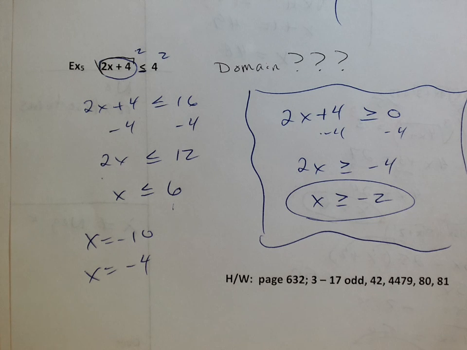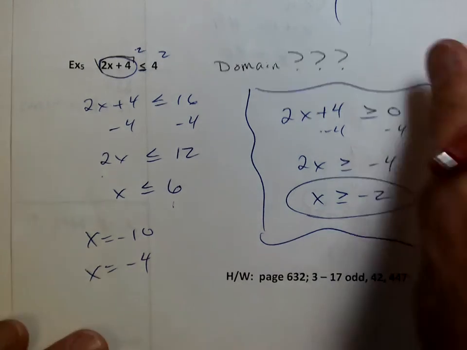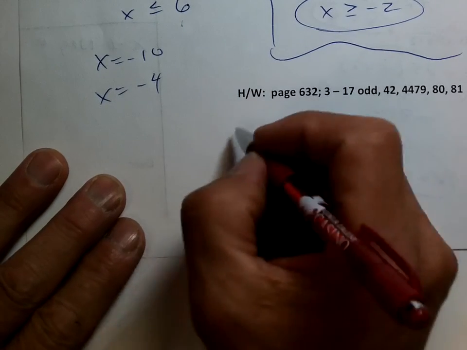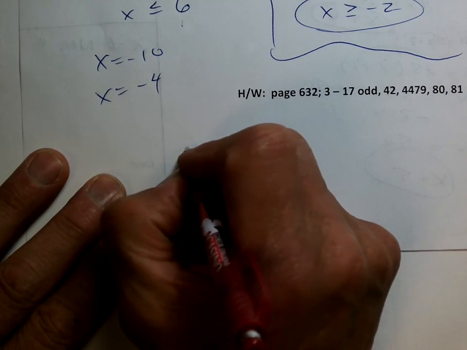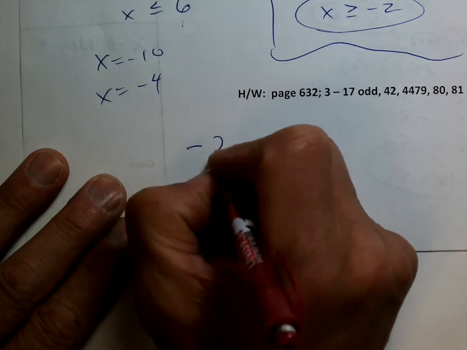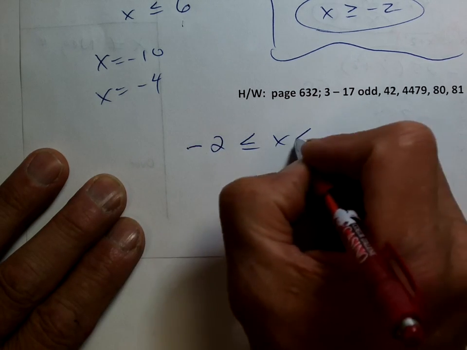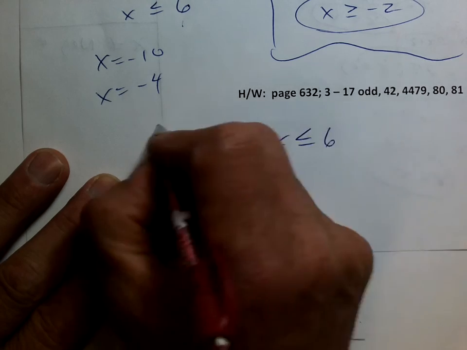But it can't be a negative 3. Because if it's a negative 3, I'd get a negative 6 plus 4. That's not going to work. So I'm going to say make sure that my answers are going to be bigger than or equal to negative 2, but less than or equal to 6. So you get a range of values. Okay, so we're going to say this. We're going to let x be between negative 2, which has to be less than or equal to x, which is less than or equal to 6. And that would be my answers.